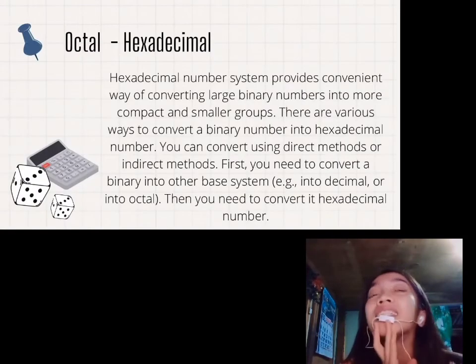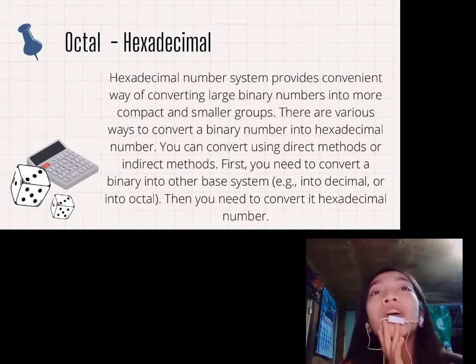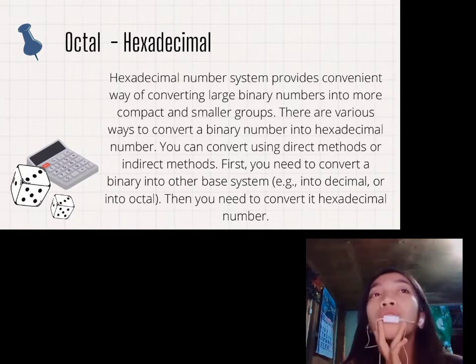Octal to hexadecimal. The hexadecimal number system provides a convenient way of converting large binary numbers into more compact and smaller groups. There are various ways to convert a binary number into a hexadecimal number. You can convert using a direct method or an indirect method. First, you need to convert the binary into another base system, for example into decimal or into octal. Then you need to convert it to a hexadecimal number.